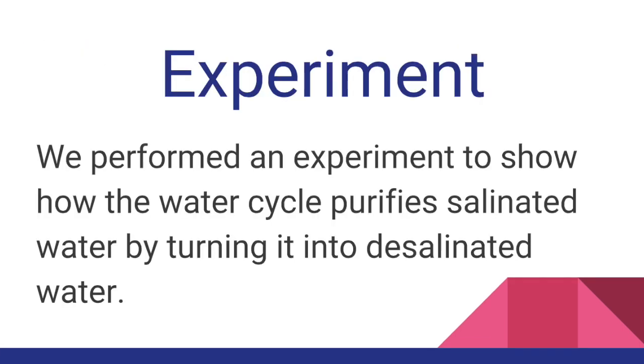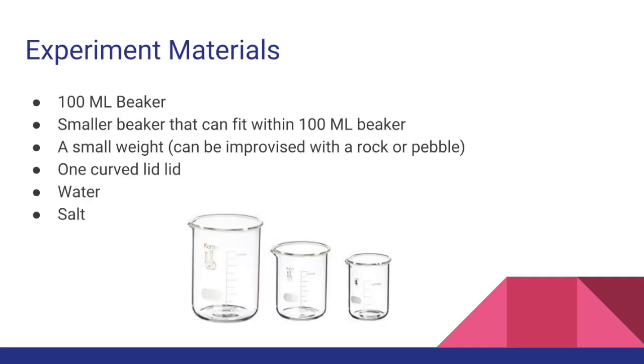We created an experiment to show how the water cycle purifies salinated water by turning it into desalinated water. Experiment materials: a 100 milliliter beaker, a smaller beaker that can fit within the 100 milliliter beaker, a small weight which we improvised with a rock, a curved lid, water, and salt, and a heat plate.